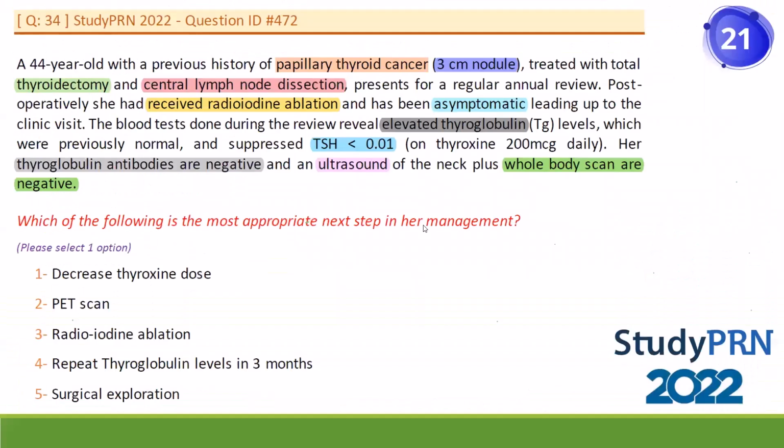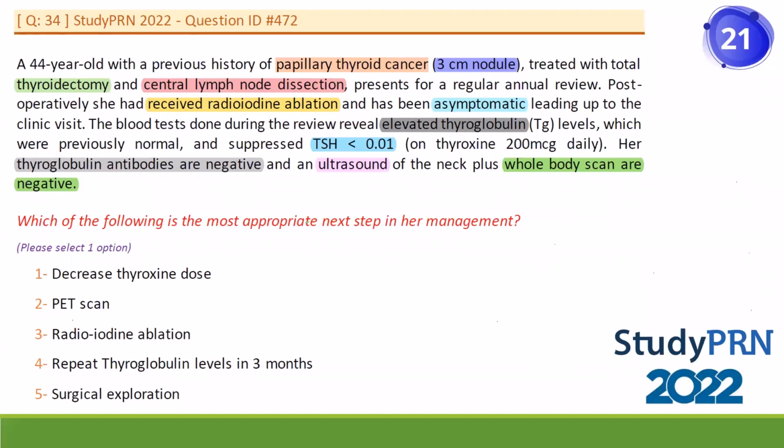We near the end. This is a patient, a 44-year-old female, presented with papillary thyroid cancer, 3 cm, treated by total thyroidectomy with central lymph node dissection. She already received radioactive iodine ablation and is asymptomatic, but a blood test in the follow-up showed elevated thyroglobulin. TSH is less than 0.01 on thyroxine 200 microgram daily.